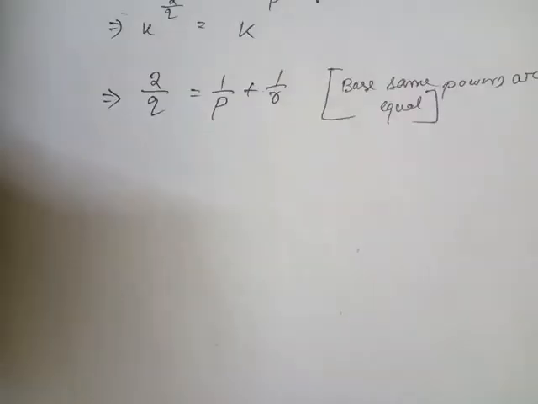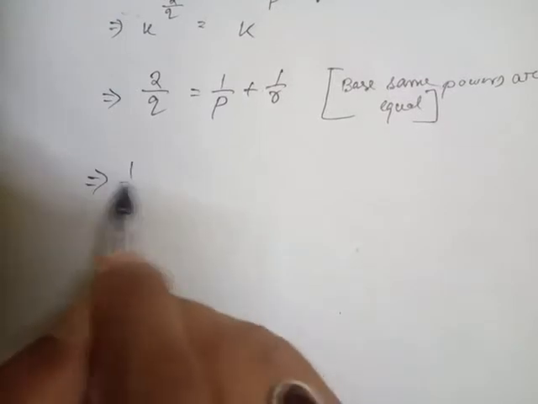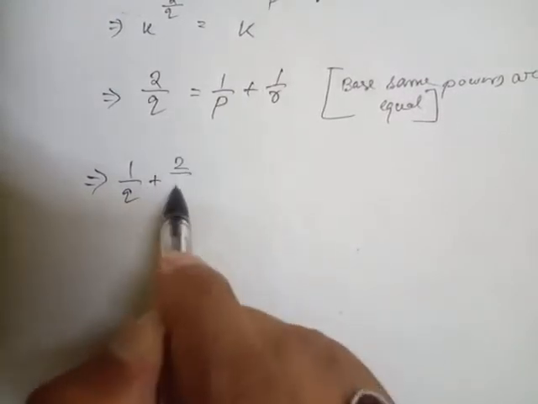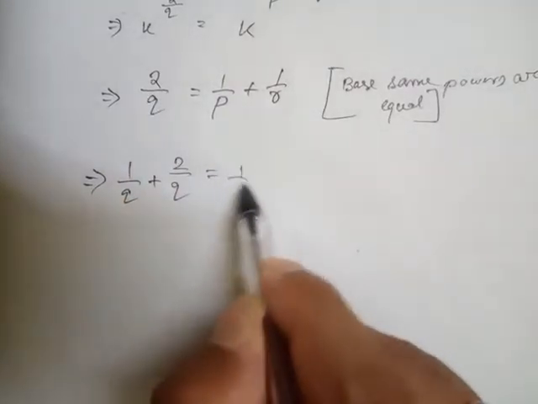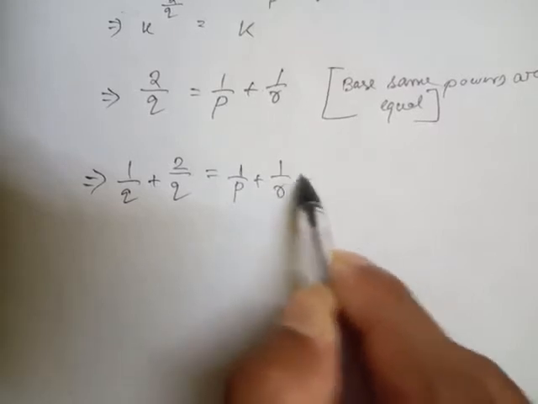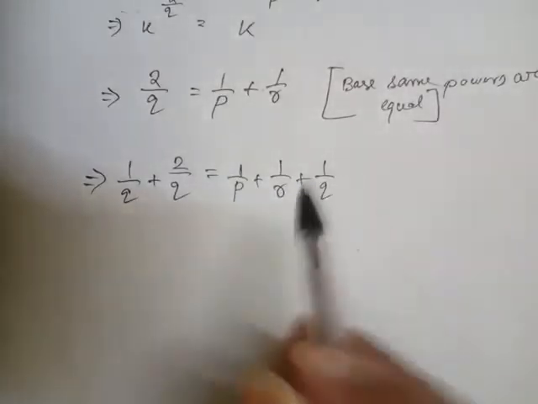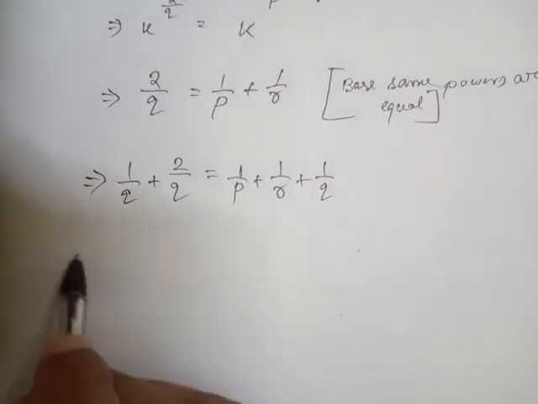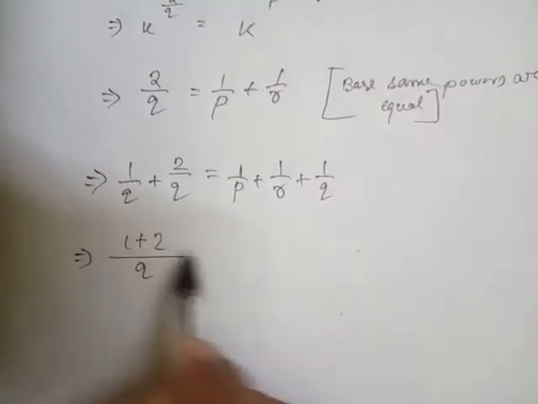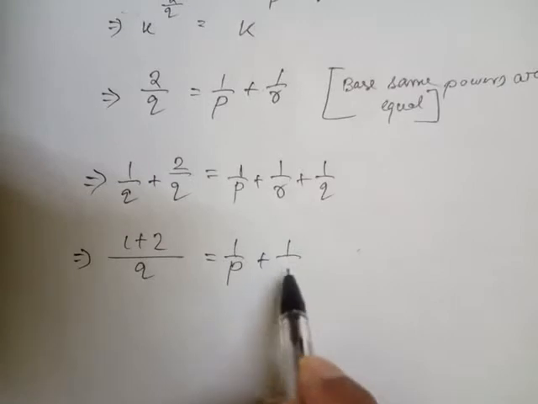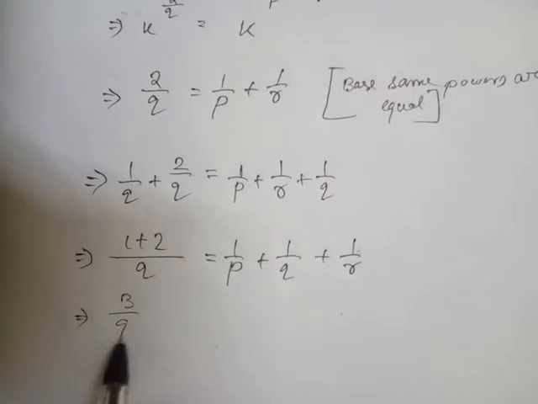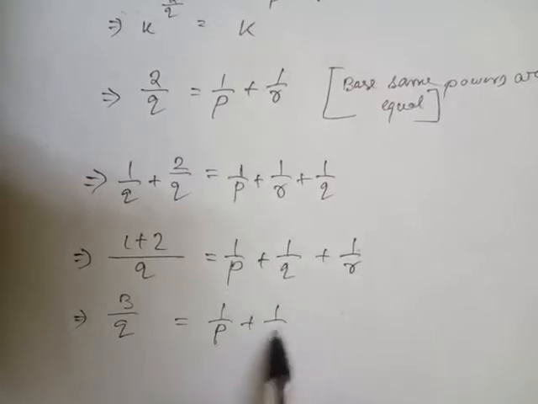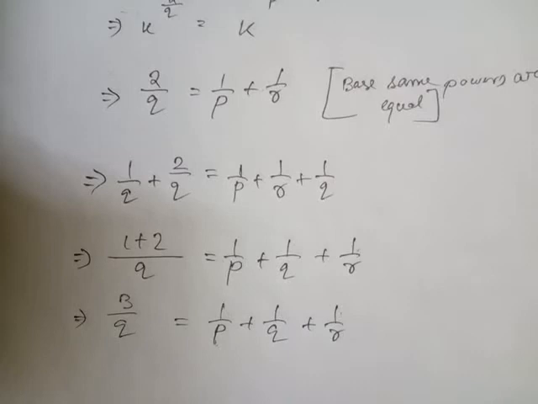Now after that students, on both sides if I add 1 by q, then what will happen: 1 by q added here with 2 by q, and there 1 by p plus 1 by r plus 1 by q, adding 1 by q on both sides. Now here q is the LCM, 1 plus 2, and there is 1 by p plus 1 by q plus 1 by r. So there is 3 by q equal to 1 by p plus 1 by q plus 1 by r. Student, first you write and hence proved.